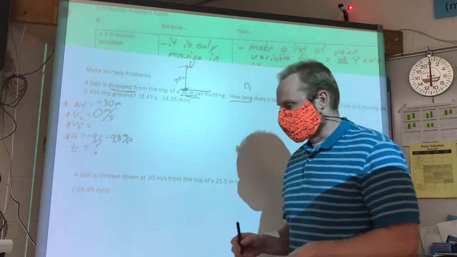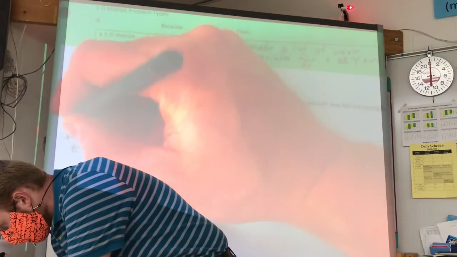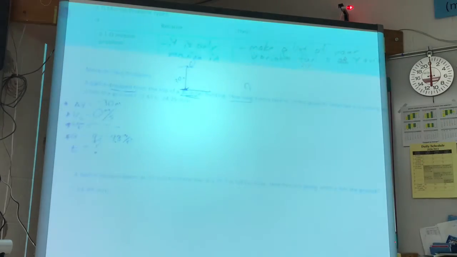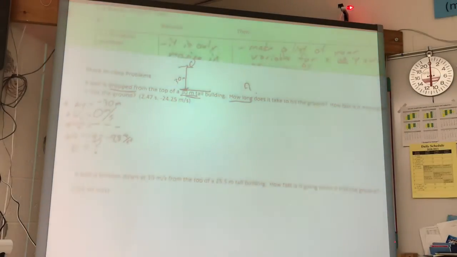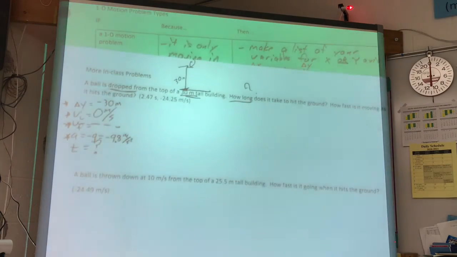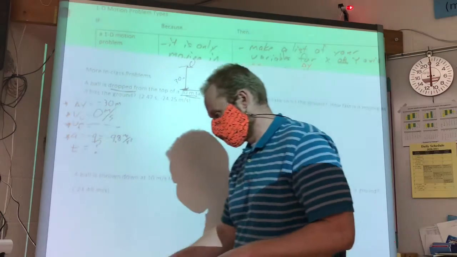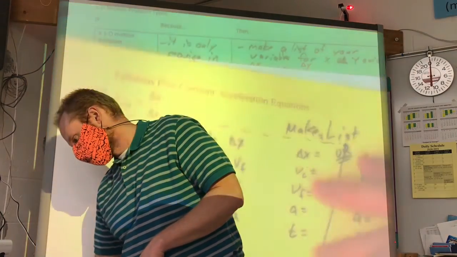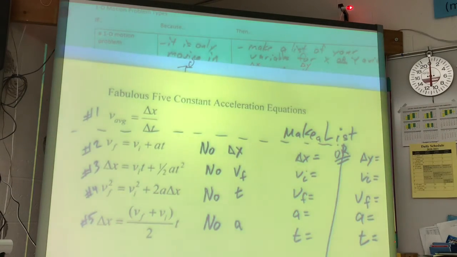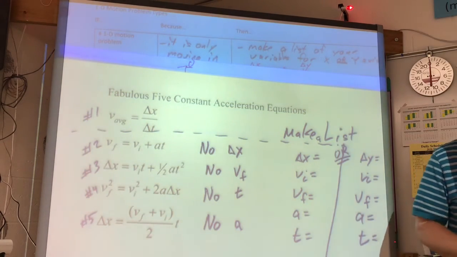So for the first part, we don't know final velocity, and we don't care about final velocity yet. That's the follow-up question. So what equation? Equation number 3. Yep. So go ahead and, if you haven't already, use equation number 3, plug in your numbers, and then solve.